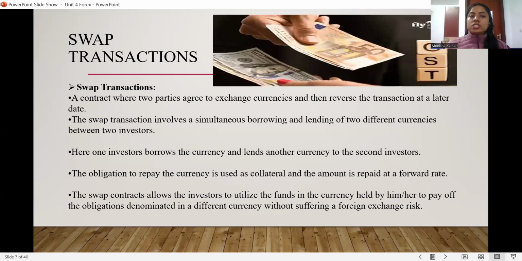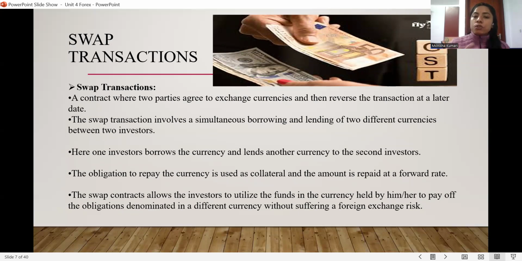Now the third transaction is the swap transaction. The swap transaction is basically when the swapping is done between two currencies. It means two parties agree to exchange the currency, and then they reverse that transaction also, but at some later date, at some future date. So this is basically the swapping, where simultaneous borrowing or lending of different currencies takes place.